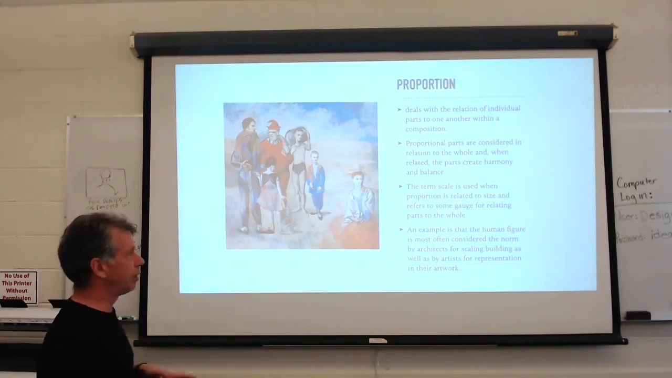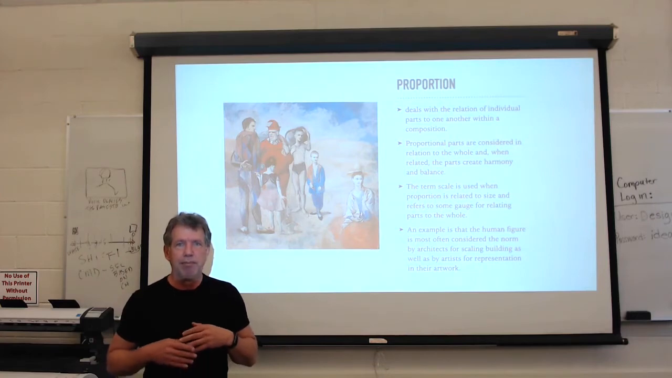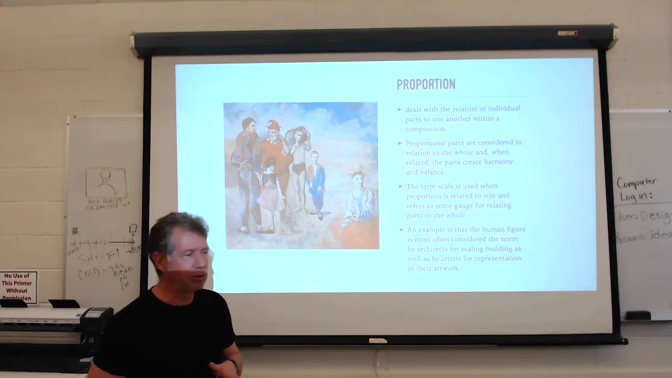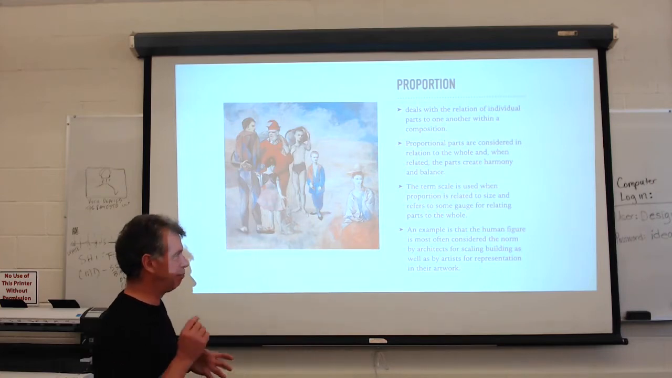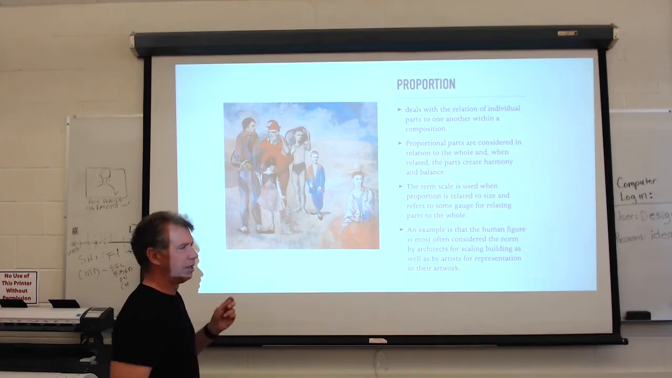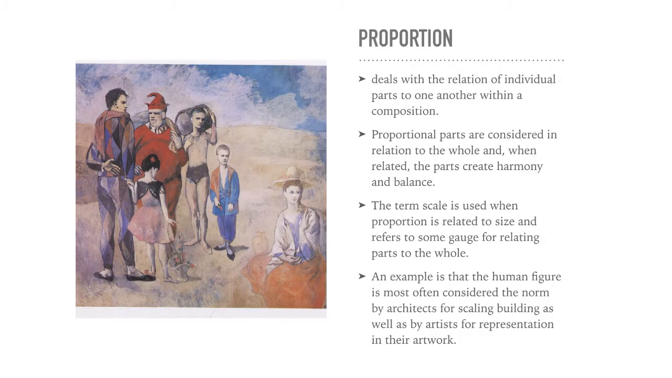For the first part, we're going to talk about proportion, because proportion is not really a difficult concept, but because of the ancient Greeks, it became kind of mathematical, and most art people aren't technically mathematically inclined when it comes to certain things. We tend to be more kind of a free spirit. An example is that the human figure is often considered the norm by architects for scaling buildings, as well as by artists for representation in their artwork.